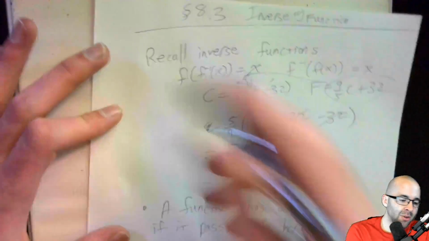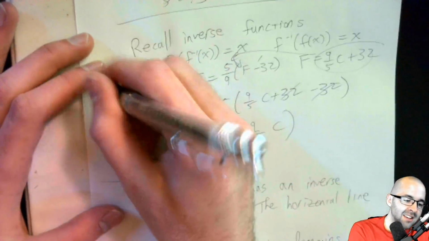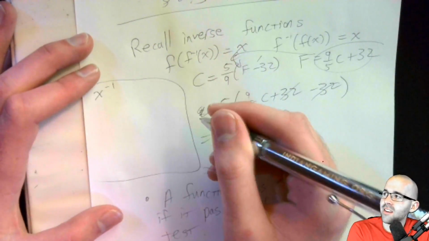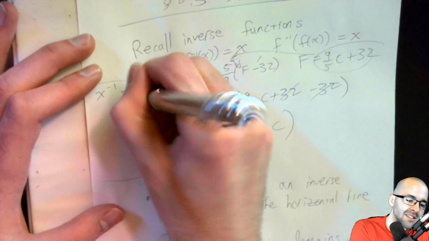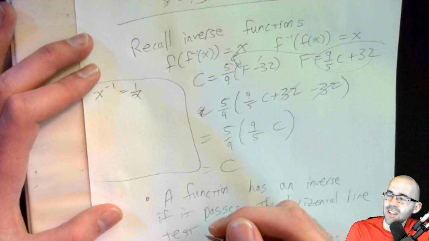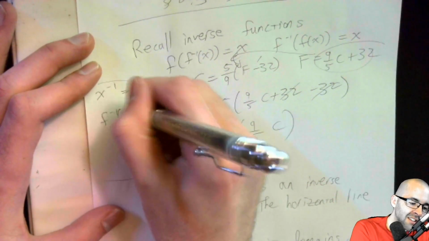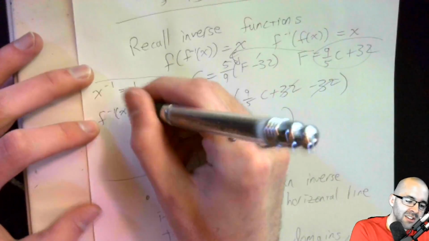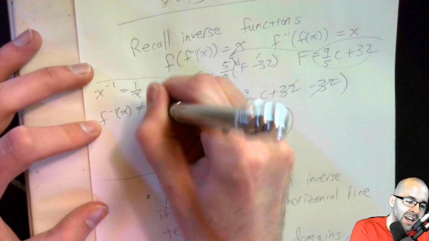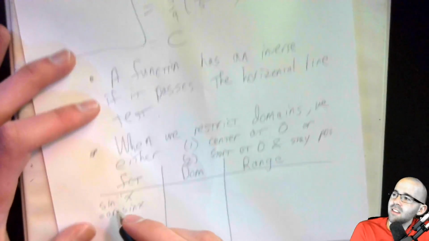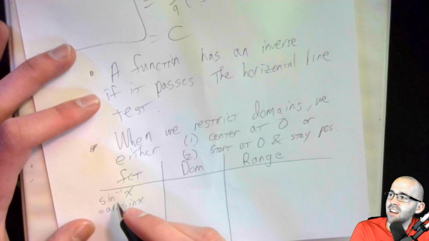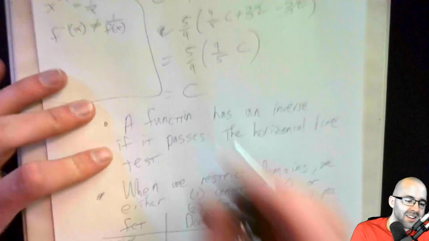Okay, let's go off to the side real quick. If I asked you what is x to the negative 1, you would say 1 over x, hopefully. That's what negative exponents mean. But this notation is an inverse function, and it's not 1 divided by f of x. So you might think that inverse sine is 1 over sine, but that's not true.